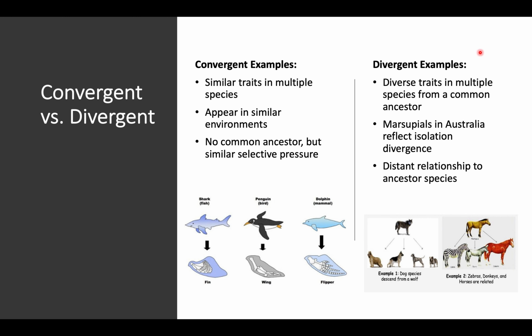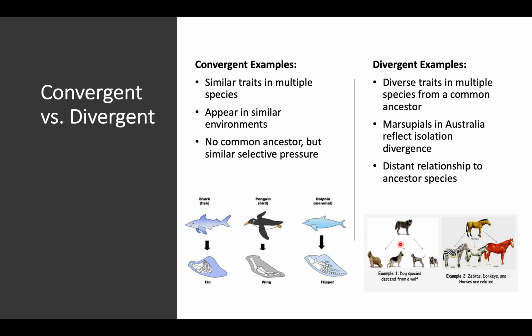So now let's talk about divergent examples. So diverse traits in multiple species from one common ancestor. Marsupials in Australia reflect something called isolation convergence, because once again, Australia is an island where these animals have been isolated, these organisms have been isolated. And then distant relationships to ancestor species. So basically, convergent examples have no common ancestor. Divergent examples do have a common ancestor. So here's a couple different examples to kind of show you.